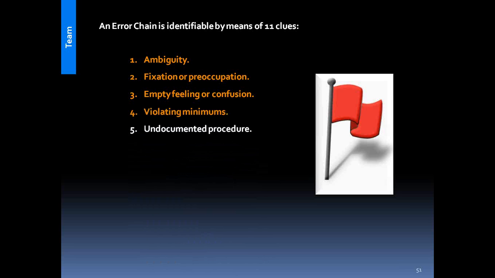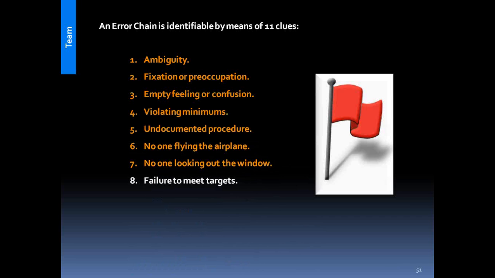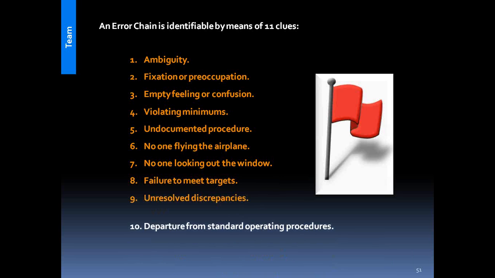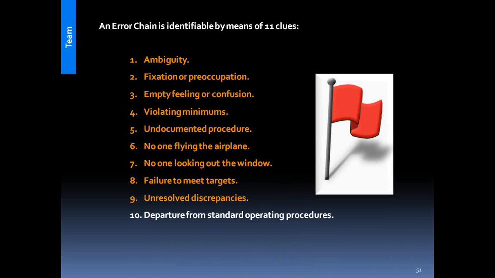If you're going to do an undocumented procedure, that's a red flag. No one flying the airplane, that's a red flag. No one looking out the window. Failure to meet targets. Unresolved discrepancies. Departure from standard operating procedures, and poor communications. All red flags. And again, when you go through CRM training, you'll spend a lot of time looking at each one of these clues so that you recognize them readily.